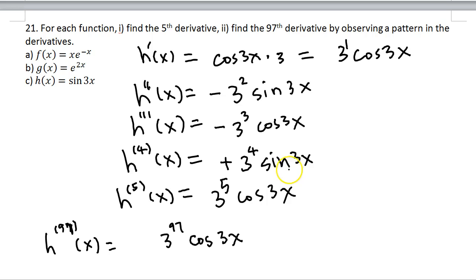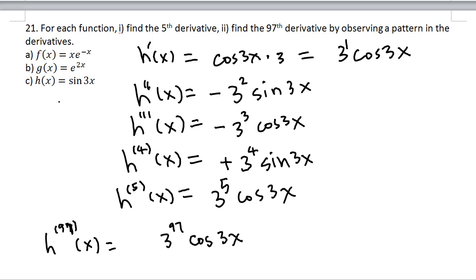When do you get positive sine? Well, if you don't differentiate at all, it's positive sine. If you differentiate 4 times, it's again positive sine, because if you differentiate sine 4 times, you come back to sine, right? Sine differentiates to cosine, cosine differentiates to negative sine, which differentiates to negative cosine, and then when you differentiate negative cosine, you come back to sine.